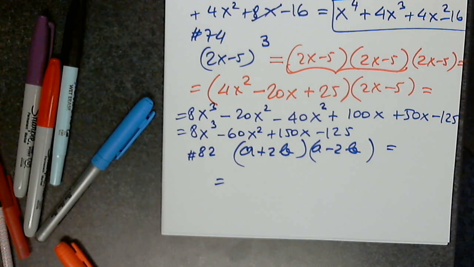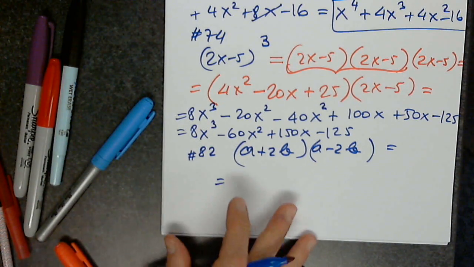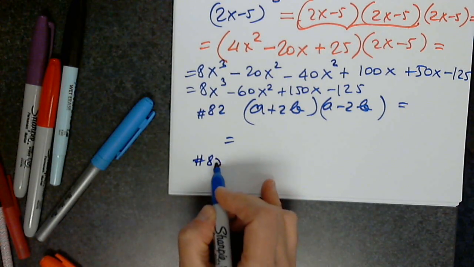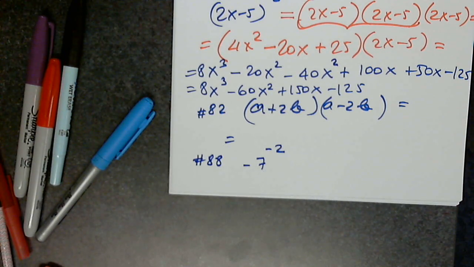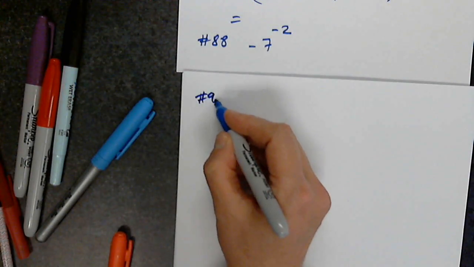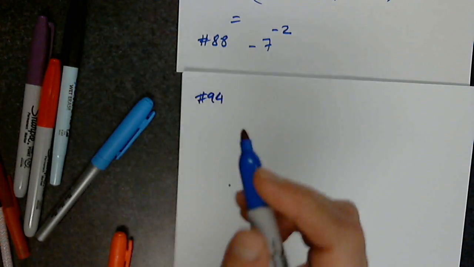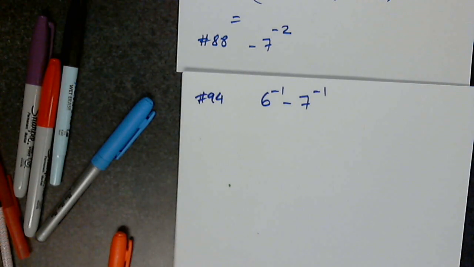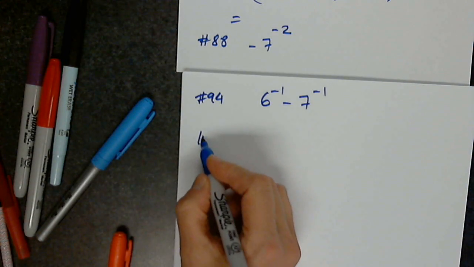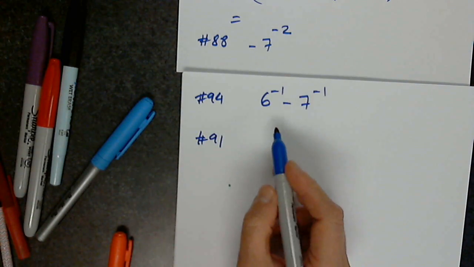A plus 2b, a times a minus 2b. And then 88. Negative 7 to negative 2. And then 94. 6 to negative 1 minus 7 to negative 1. There's no need to copy all of them till we get to those problems.